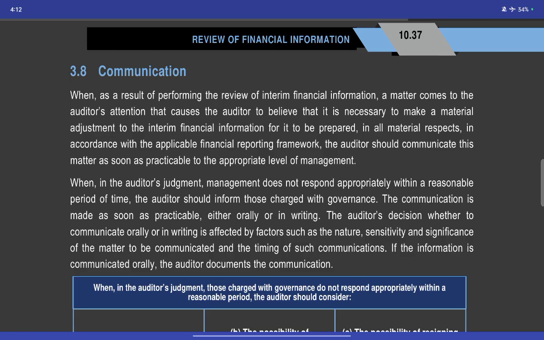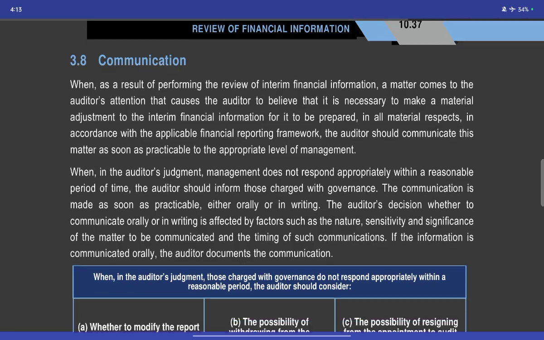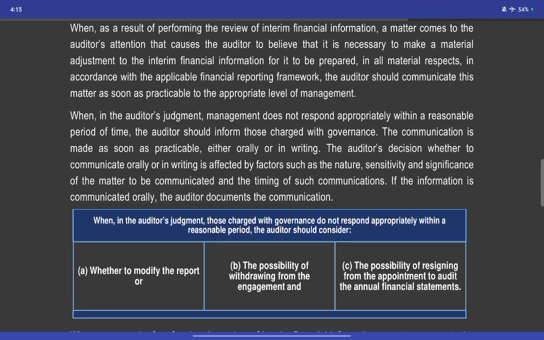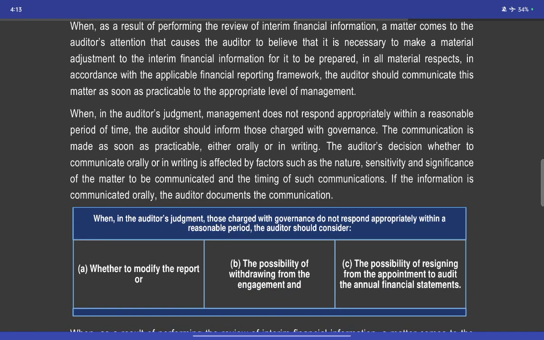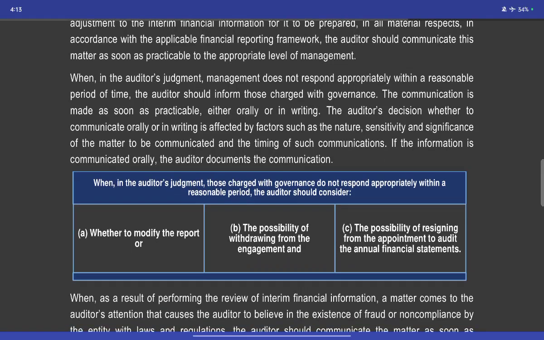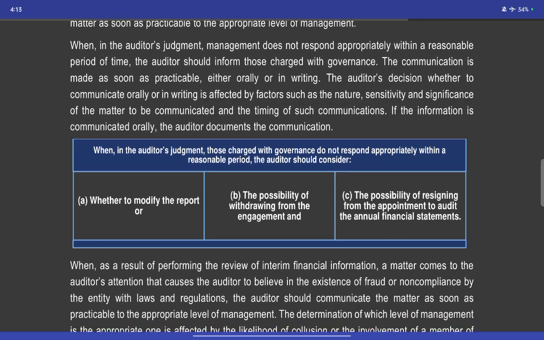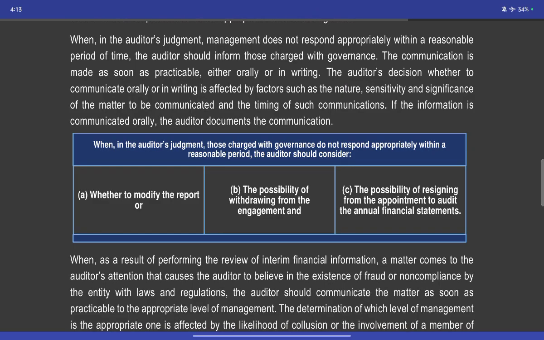Communication. When, as a result of performing a review of interim financial information, a matter comes to the auditor's attention that causes the auditor to believe it is necessary to make a material adjustment to the interim financial information for it to be prepared, in all material respects, in accordance with the applicable financial reporting framework, the auditor should communicate this matter as soon as practicable to the appropriate level of management. When management does not respond appropriately within a reasonable period of time, the auditor should inform those charged with governance.